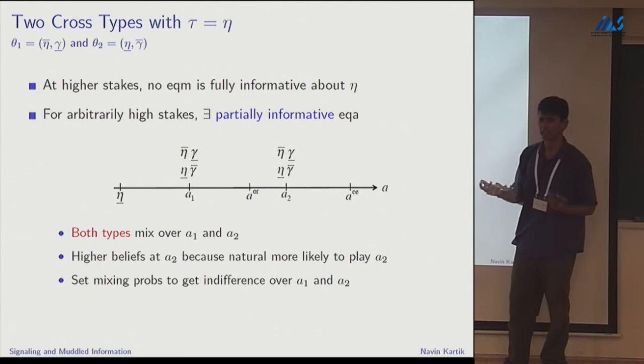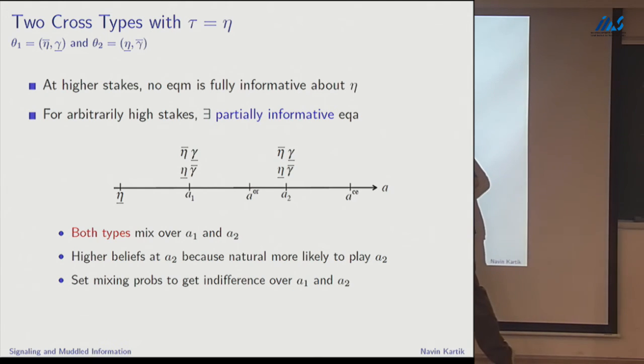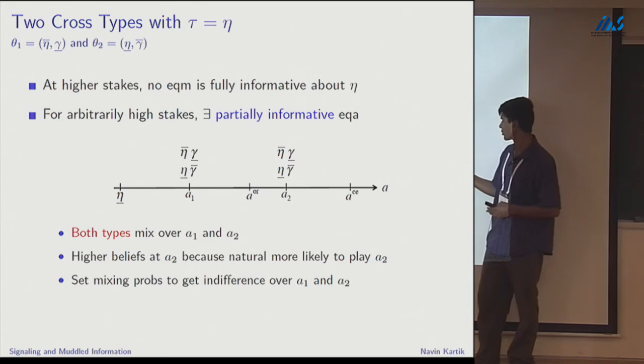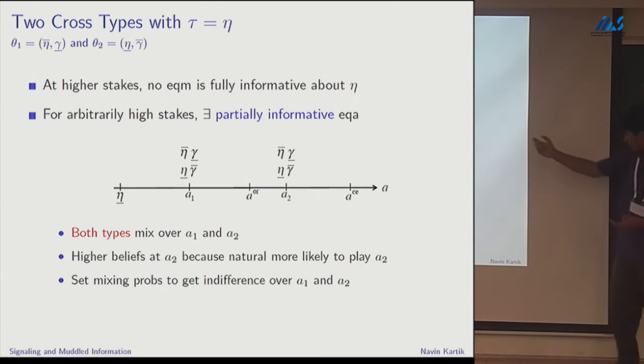How do we do that? Well, we just do that by getting the randomization appropriately. You have to get a higher belief at this action than at that action, since there's a cost associated with taking the higher action. And how do you get the higher belief? Well, you must have the high natural action type play this action with a higher probability than the low natural action type does. And obviously, you can get the mixing probabilities right in order to generate the appropriate beliefs.